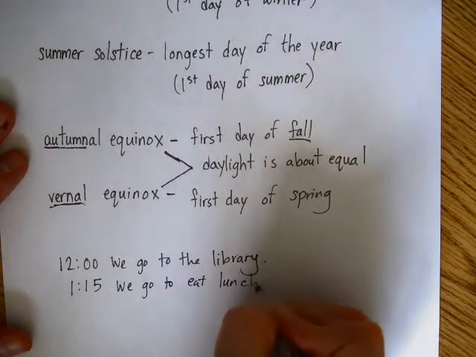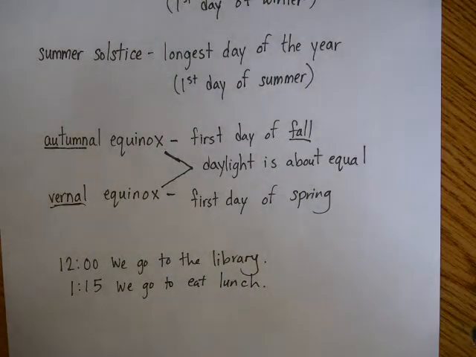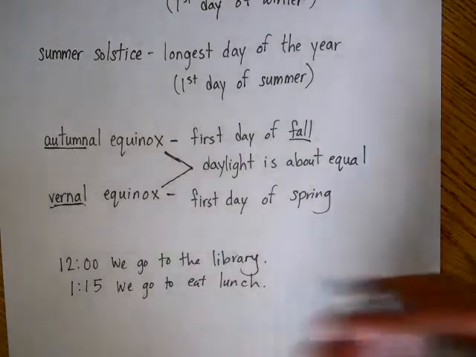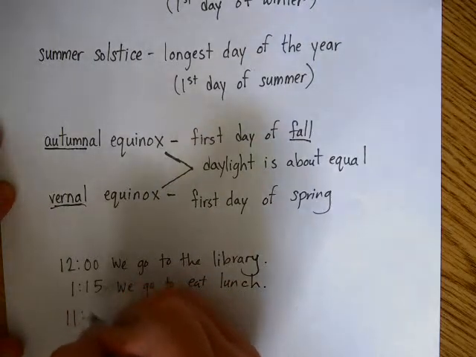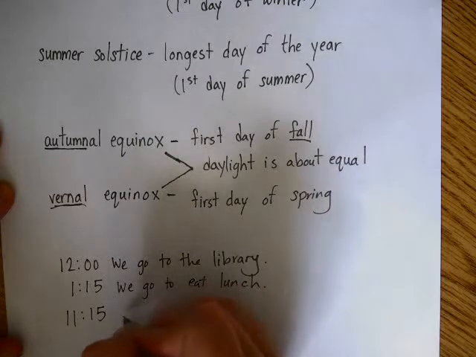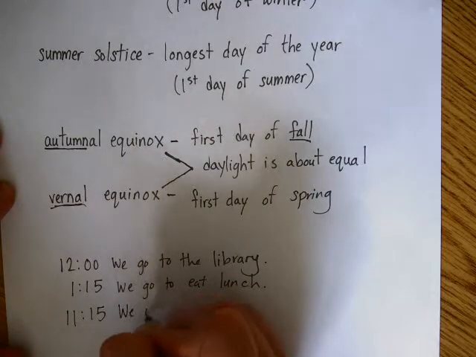And then I might say, well, 2 hours before that, 2 hours before we ate lunch, we were at the park. What time were we at the park? So we would want kids to be able to say, well, that must mean we were at the park at 11:15, if it was 2 hours before that. Okay?